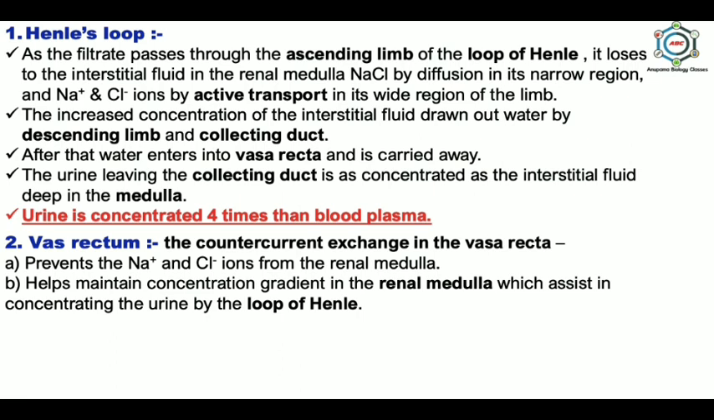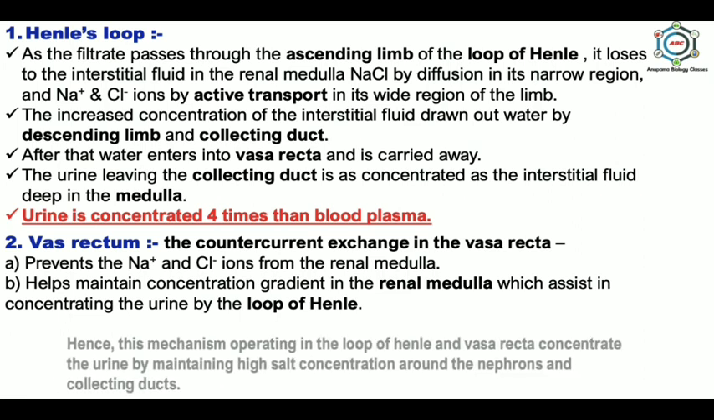Due to the increase in concentration of the interstitial fluid, sodium and chloride ions and urea enter the plasma by diffusion. After that, when the blood flows in ascending capillaries towards the renal cortex, the reverse occurs, that is, water re-enters the plasma and sodium, chloride and urea leave it due to a decrease in the concentration of the interstitial fluid. So, it prevents the loss of sodium and chloride ions from the renal medulla and helps to maintain the concentration gradient in the renal medulla, which assists in concentrating the urine by the loop of Henle.